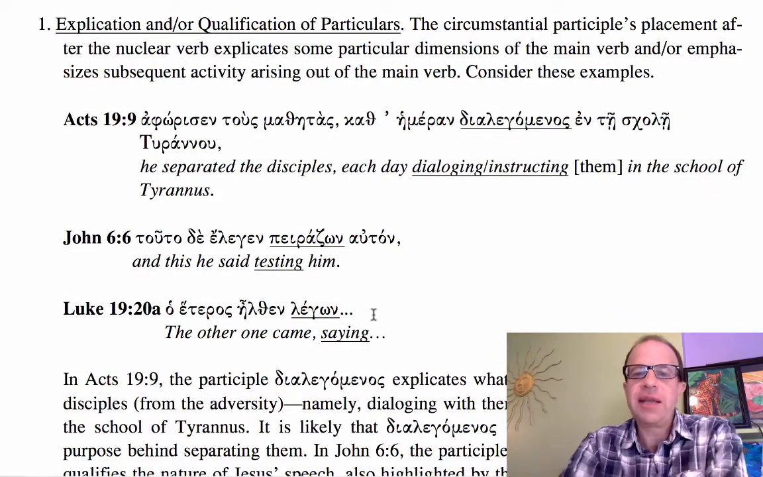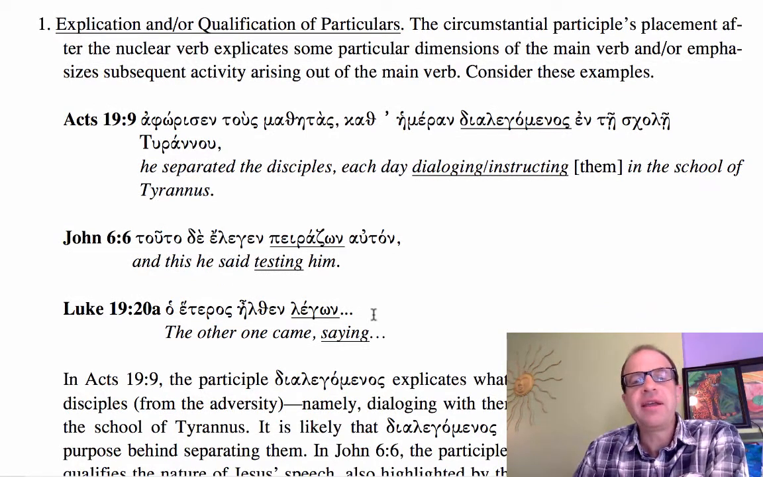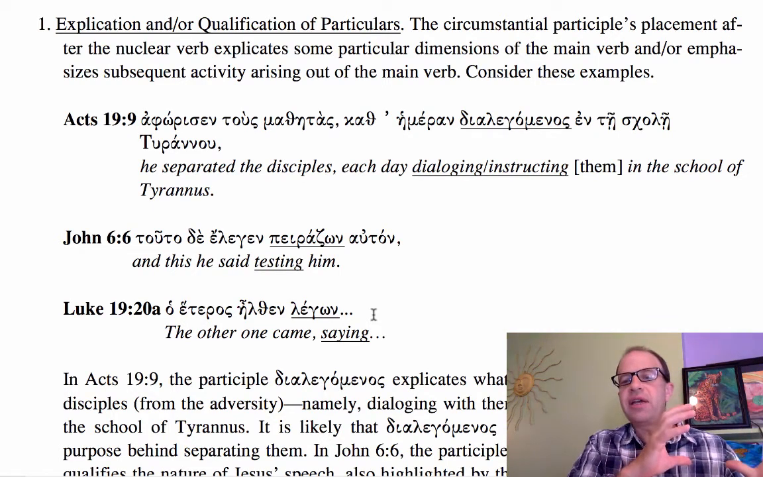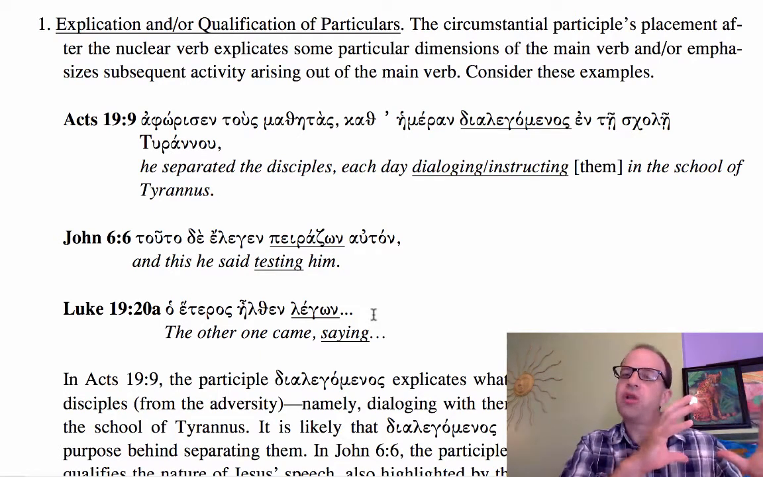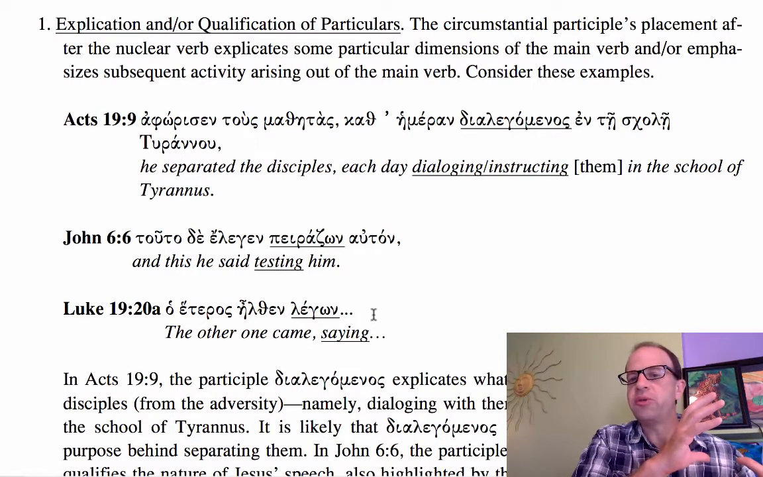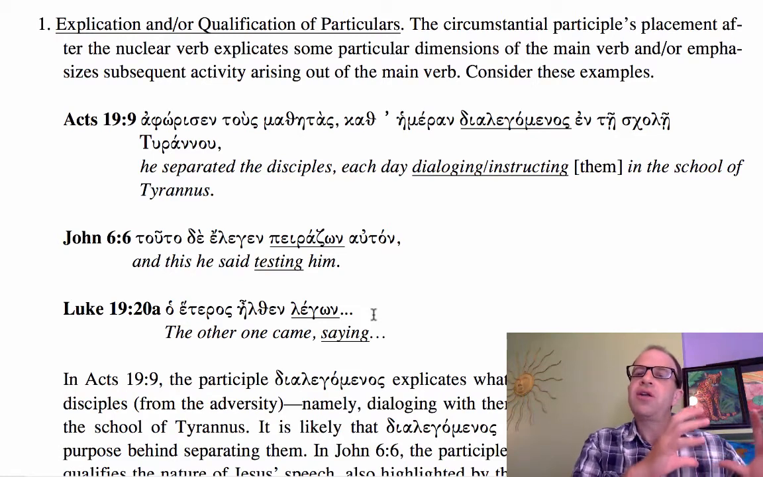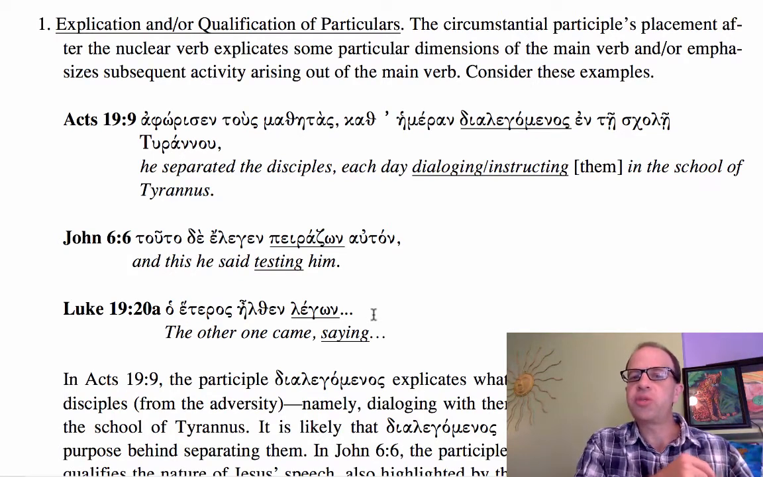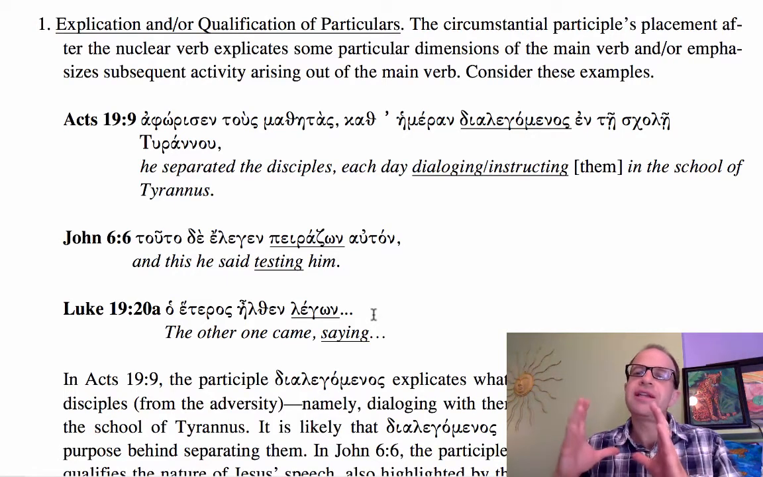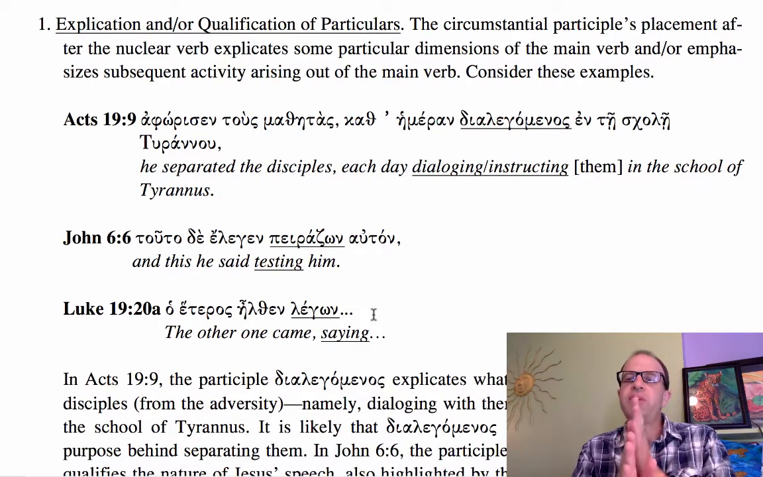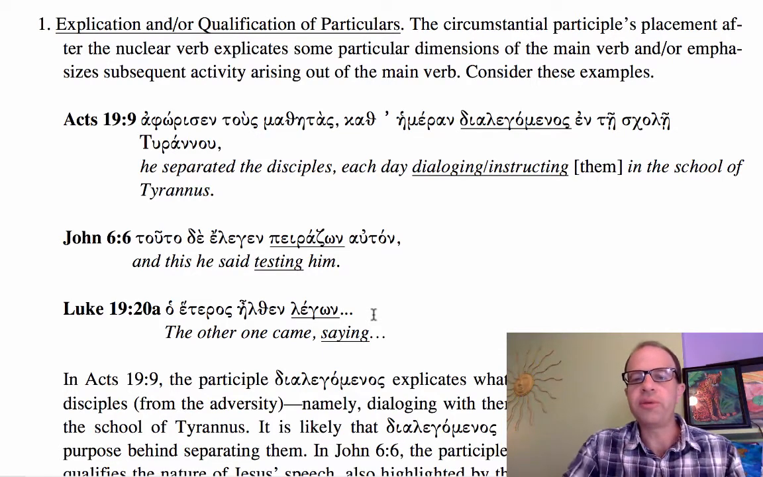And so you can look at these examples here. Acts 19:9, he separated the disciples, that's the main verb, each day dialoguing or instructing them in the school of Tyrannus. That post-nuclear circumstantial participle clause provides perhaps a reason why he did what he did. It explicates some of the particular dimensions of this, and also provides particular details and description about what was entailed in Paul separating the disciples out. So this distinction between pre-nuclear and post-nuclear is very important to understand.